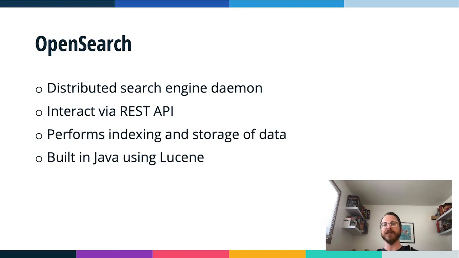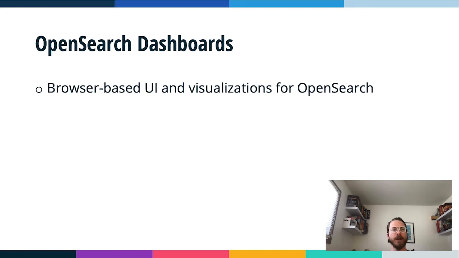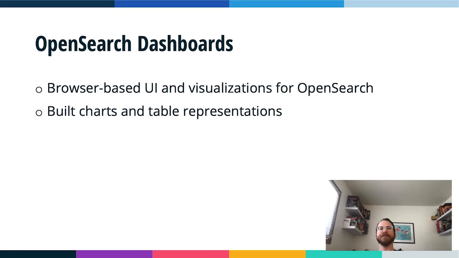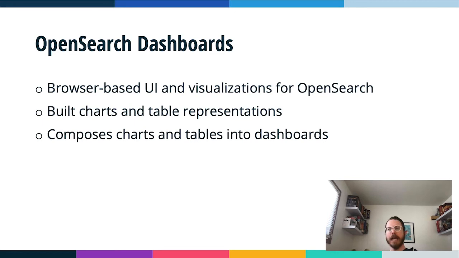And then you have OpenSearch Dashboards. This is the browser-based UI visualization for OpenSearch. Now, when people say, oh, I did this in OpenSearch, they'll probably mean they did it with Dashboards if they're interacting with it or using it, saying that they looked up something. That's a typical usage pattern. There are built-in charts and table representations, so you don't have to create those things from scratch. And then you can compose those things into dashboards. That's one of the key things that people use this for: to take a bunch of data and represent it visually, to have an at-a-glance look when people are trying to understand a complex system.